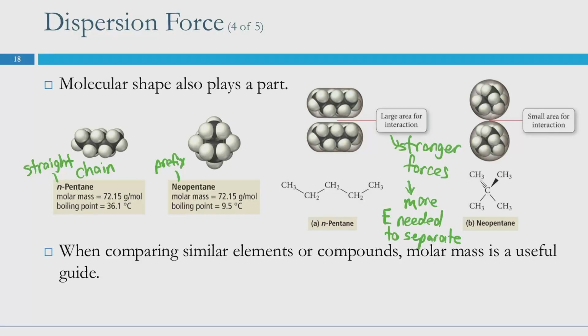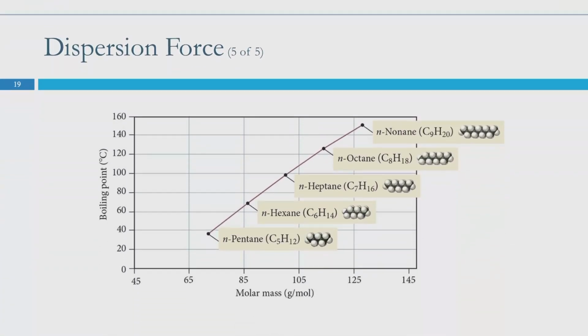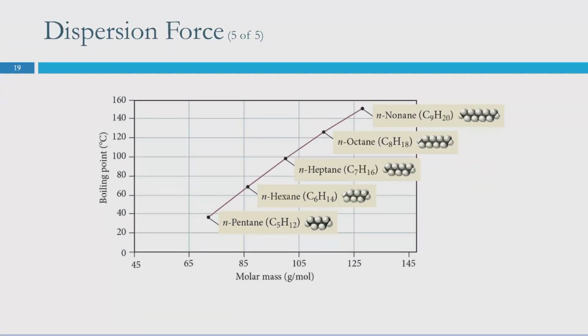For a lot of this, I think we're going to see boiling point used as our proxy for intermolecular forces strength. So a higher boiling point means stronger intermolecular forces. And this is what dispersion forces look like for all of our straight chains from 5 carbons up to 9 carbons. As we increase the molar mass, the boiling point also increases. And this is in degrees Celsius.